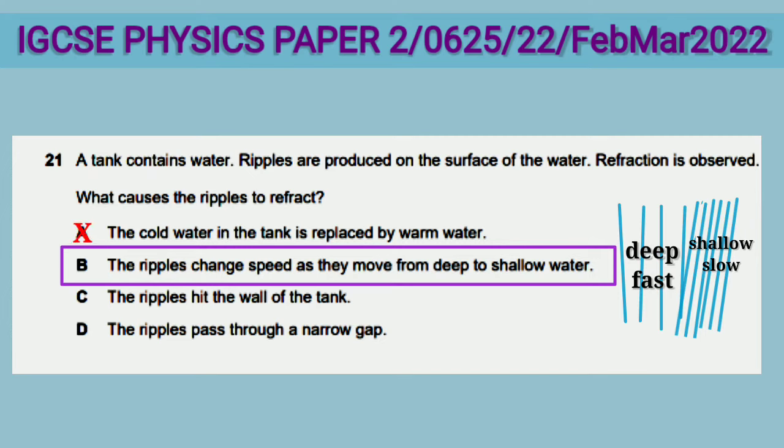Let us see option C. Ripples hit the wall of the tank. That will cause reflection of the waves. And option D. Ripples pass through a narrow gap. That will cause diffraction. So option A, C, D are incorrect. Correct one is option B.